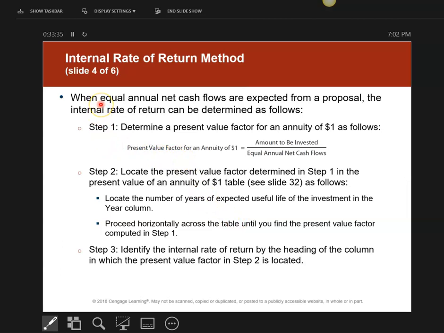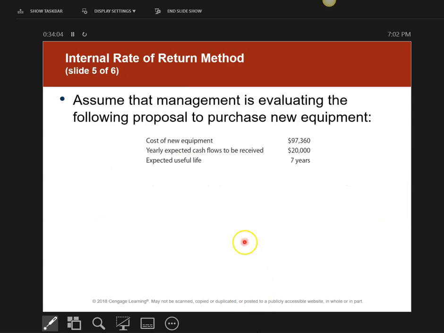Okay, so here's what we're going to do. This is when equal annual net cash flows are going to be coming from a proposal. This is easy to do when it's equal. The amount to be invested divided by equal annual net cash flows. What I'm looking for is my multiplier. So I'm going to actually do this to get my multiplier, and then I take my multiplier to the table because I know how many years. This is kind of complicated.